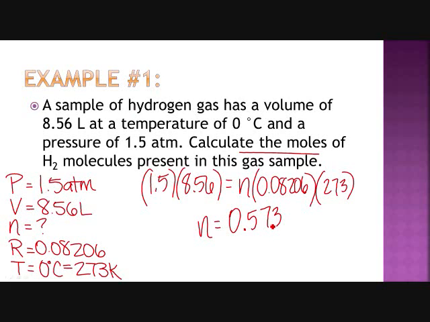Good job. Okay, now for rounding purposes, 0 degrees Celsius is an absolute number. So we're not going to use the 0 to figure out significant figures. We'll use the rest of the values. So we would go to 2 sig figs because of the 1.5. So that would be 0.57 moles. That's what atmospheres. Okay?